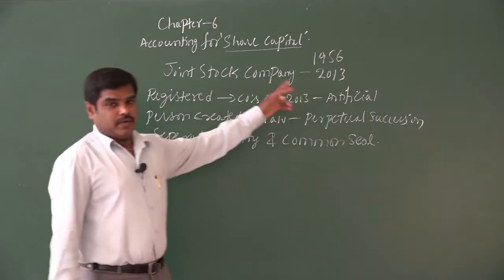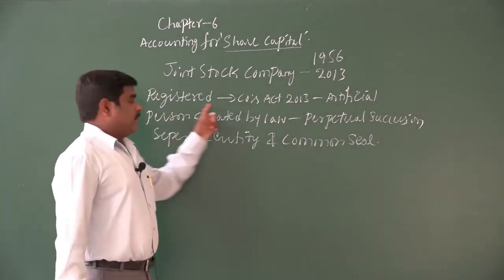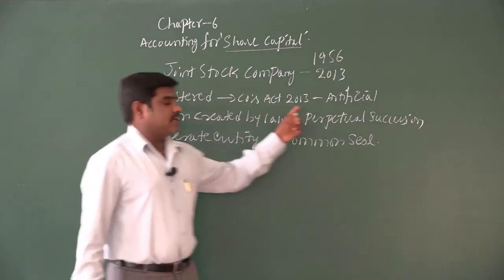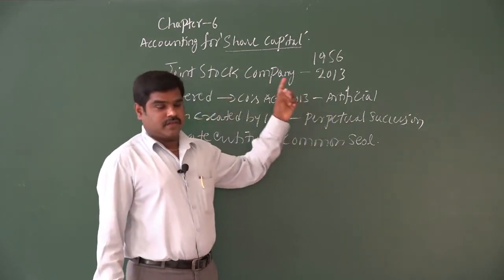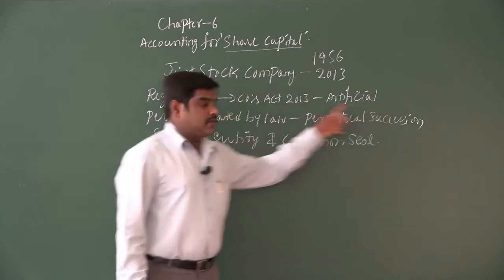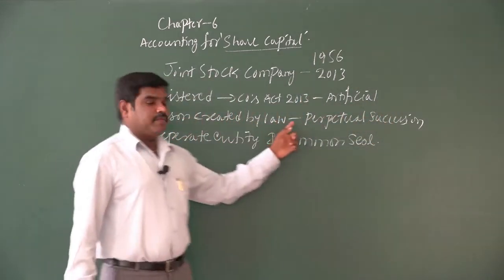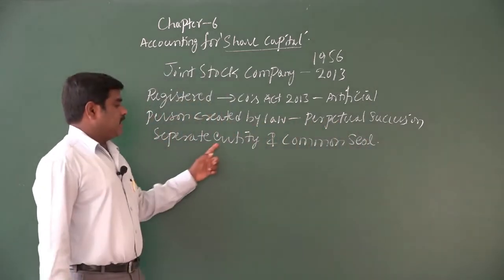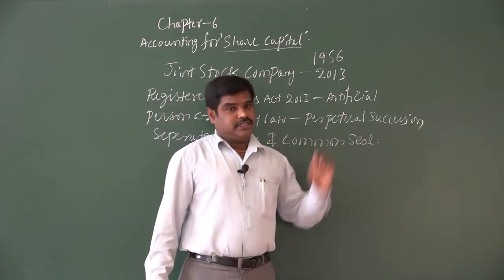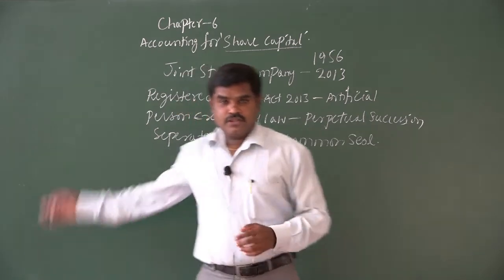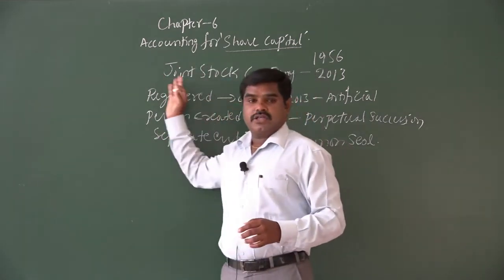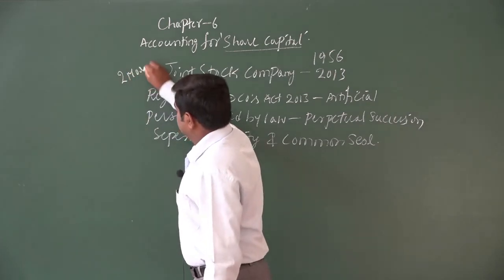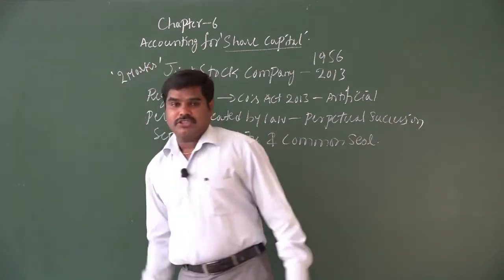So what is the meaning of company? Any company should be registered under the Indian Companies Act of 2013. It is an artificial person created by law, having perpetual succession, separate entity and common seal. That is the meaning of joint stock company. So define joint stock company, or what do you mean by joint stock company? Of course, it is important for 2 marks.